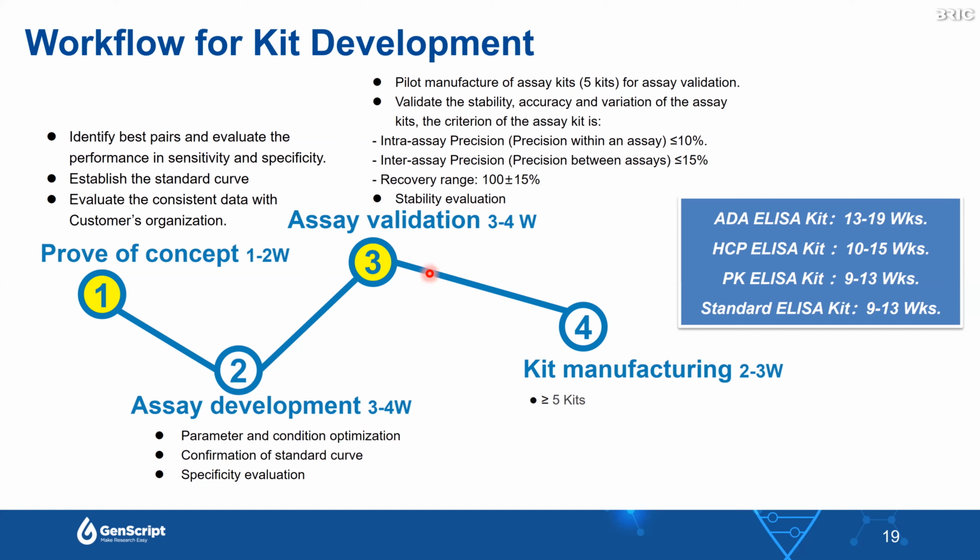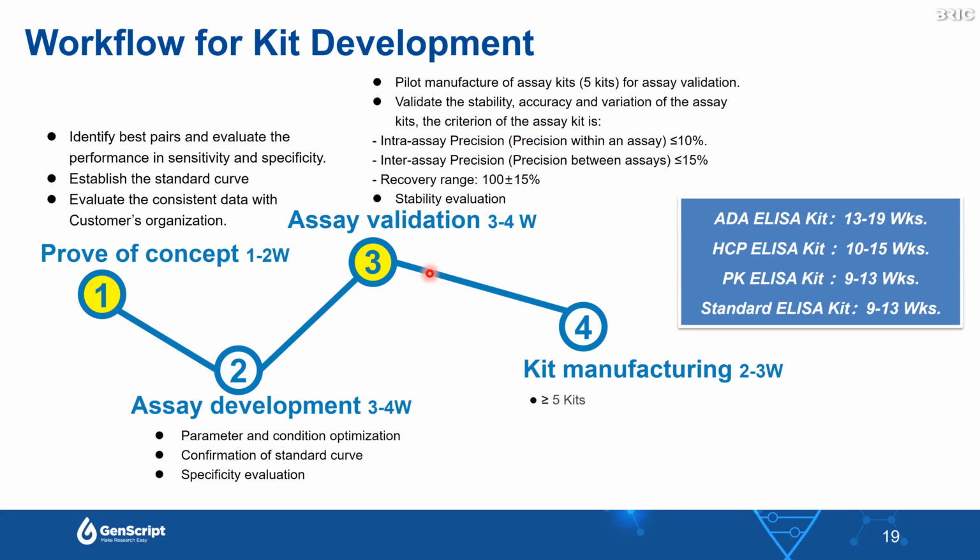In the third stage, we will perform an assay validation, which requires 3 to 4 weeks' time. We will manufacture 5 kits for assay validation to check the stability, accuracy, and the variations of the assay kits. For the criteria of the assay kits, we will make sure the intra-assay precision is less than 10% and the inter-assay precision is less than 15%. And the recovery range is plus or minus 15% according to the FDA requirements.